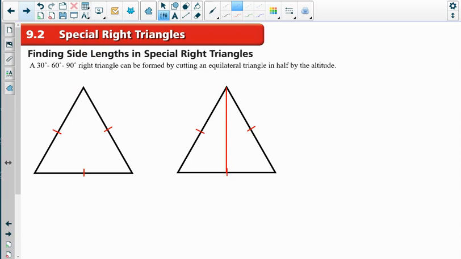The other special right triangle in this chapter is 30, 60, 90. And a 30, 60, 90 triangle can be formed by cutting an equilateral triangle in half. We understand that equilateral triangles have all of the angles equal to 60 degrees. So if we cut it in half with the altitude, we have a 60-degree angle. The altitude must form a right angle that's 90, and then the amount left is 30 to complete the triangle. So in a 30, 60, 90 triangle, we will have a different set of rules that can be applied.